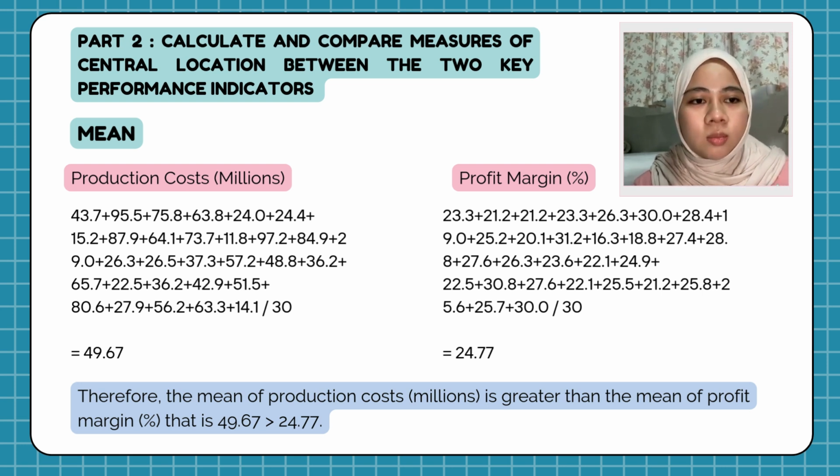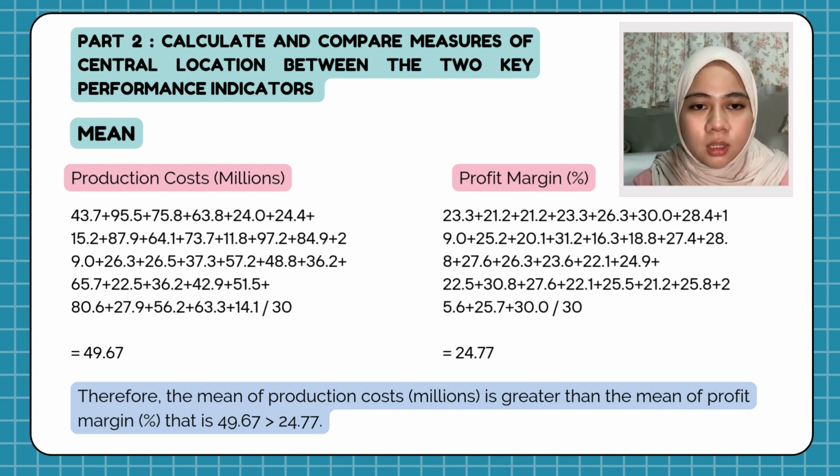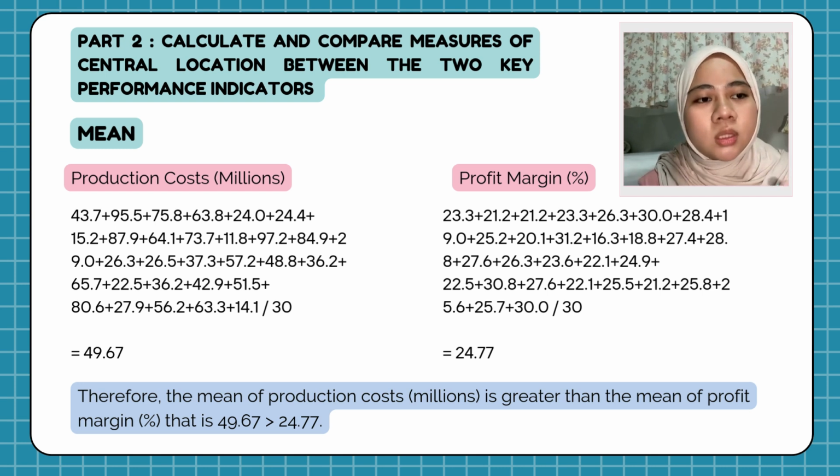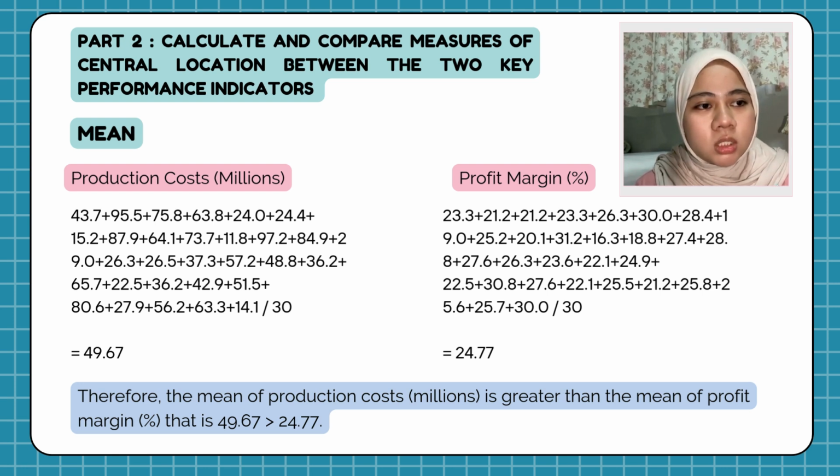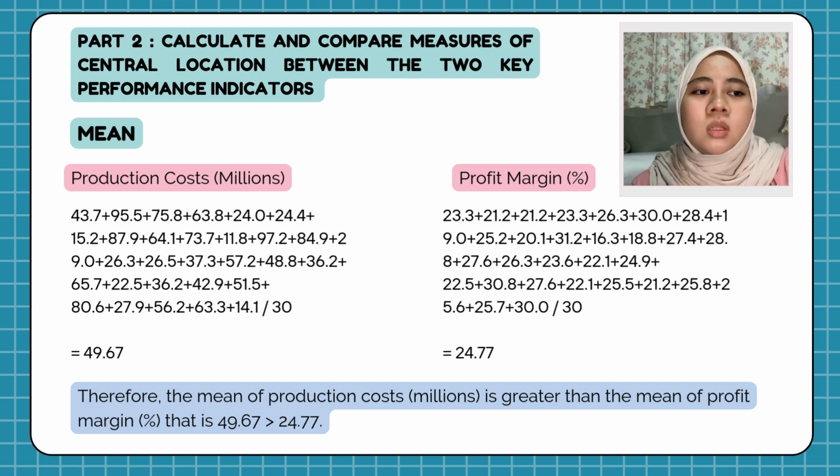You can get the mean by summing all the values in a data set and dividing it by the number of values. So as you can see here, for production cost, after I add all the 30 values and divide it by 30, I get 49.67, while for profit margin, I get 24.77. Therefore, the mean of production cost in million is greater than the mean of profit margin, which is 49.67 is bigger than 24.77.